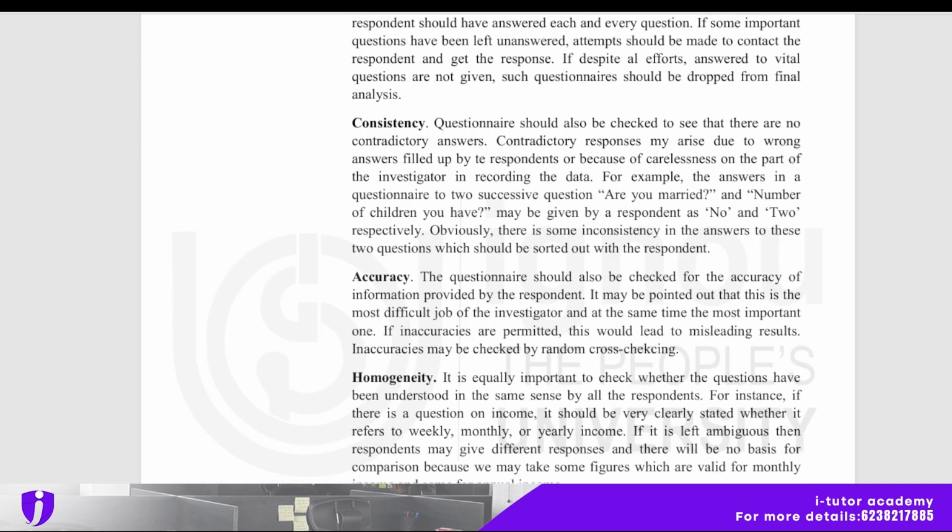Consistency. The questionnaire should also be checked to see that there are no contradictory answers. Contradictory responses might arise due to wrong answers filled up by the respondent or because of carelessness on the part of the investigator in recording the data.